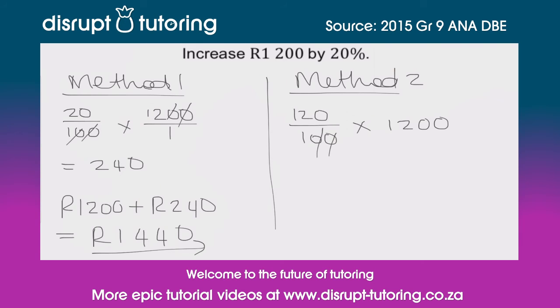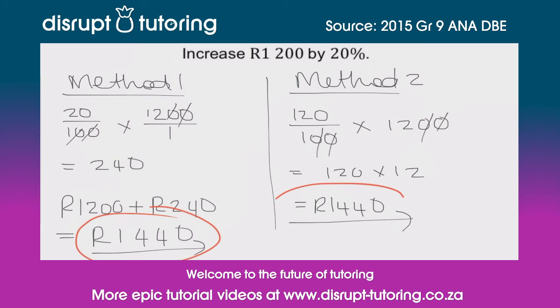Again, let's cancel out these zeros just to make our life a little easier, and what we're left with is going to be 120 times 12. Okay, so if we look at the 12 times 12, we know that is 144, and we've got a 0 that's left, so we add the 0 at the end. So 12 times 12 is 144, add that 0, add a Rand in the front, and we can see we get the exact same answer in a single step.